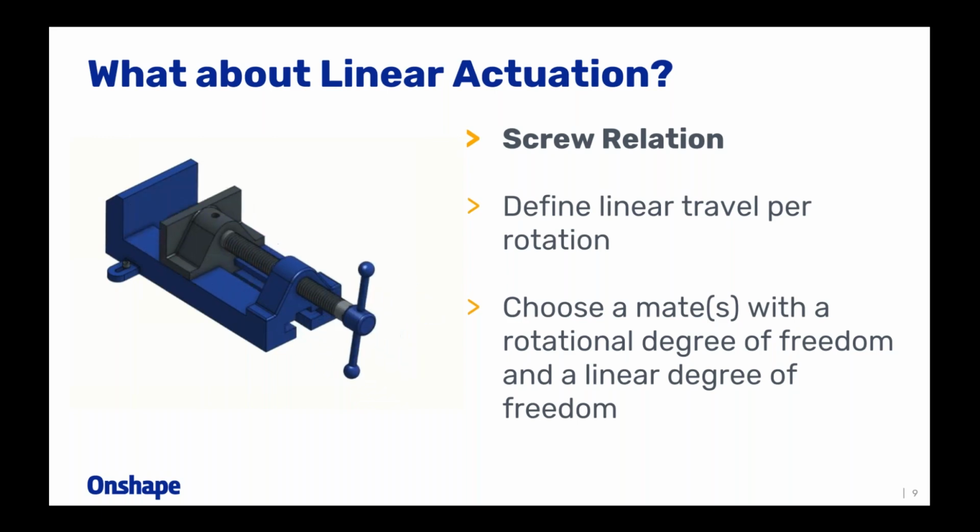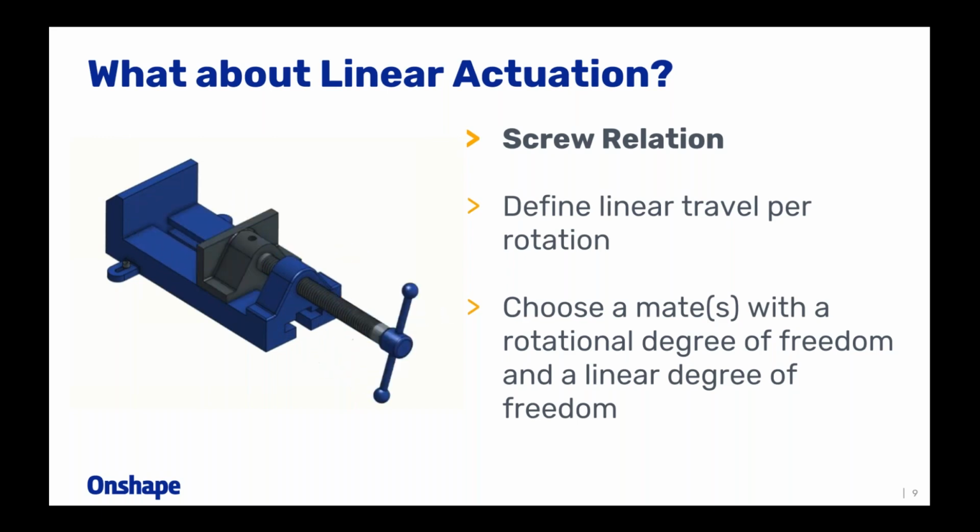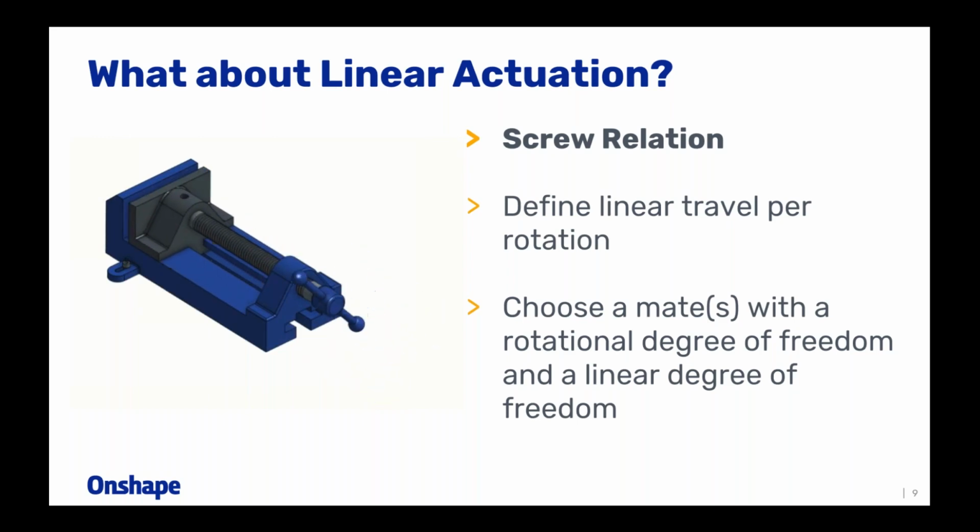So the amount of linear travel per rotation, very similar to the rack pinion mate in that sense. For every rotation of the handle in our machine vise example, how far do you expect it to move in or out? That's the relation that you're specifying. So between this rotational degree of freedom and this linear degree of freedom, how much travel are you expecting?